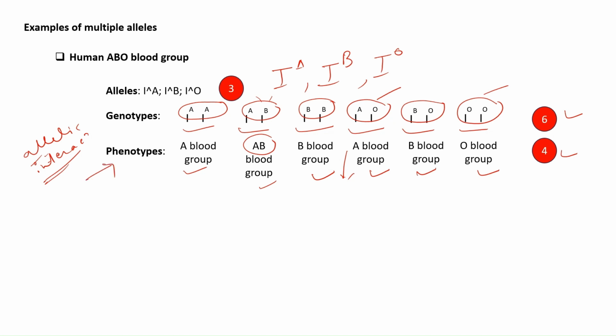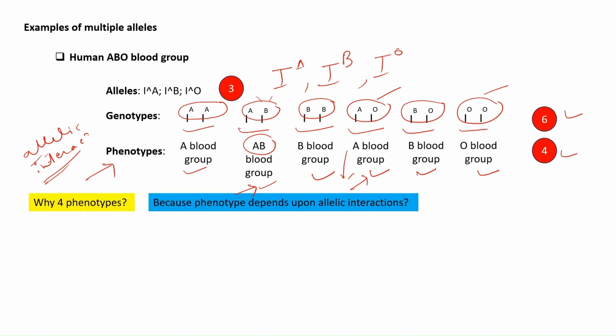So though we have 6 genotypes, we have only 4 phenotypes, because we can see a codominant relationship and also a dominant recessive relationship. So we resulted with 4 phenotypes. Why? Because phenotype depends upon allelic interactions. And what kind of interaction do we see? A and B are codominant, and these two are dominant over O. That is a dominant recessive relationship. So this is an example of multiple alleles, more than 2 alleles.